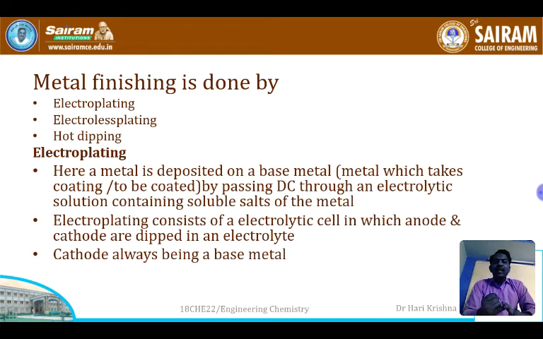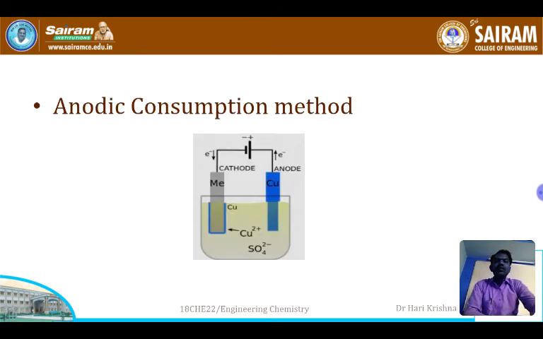So electroplating can be done in two ways. What are those two ways? We'll see. The first type is the anodic consumption method. Here we'll have an electroplating unit as such: an anode and a cathode connected to a DC power supply as shown in the diagram, and dipped in a plating bath solution, or an electrolyte as we call it, right?